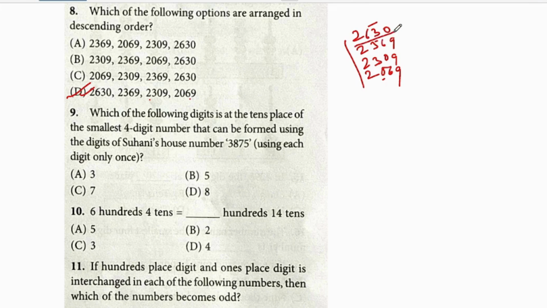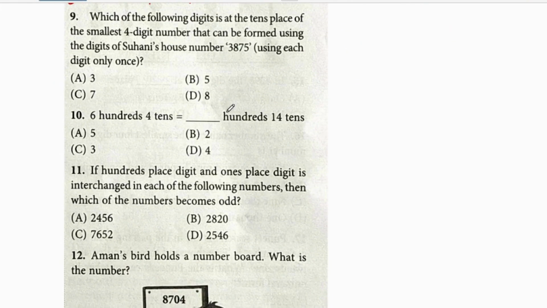Here, 2630 and 2369. This is smaller. This is correct. And then 2309, which is smaller than 2369. Then let's compare these two hundreds places. This is 3 and this is 0. When you compare these two, this number is smaller. It means the largest number is 2630, then 2369, 2309, and 2069. So this is the only option in the descending order, largest to smallest. So option D is your answer. You solve the next question, that is question number 9.